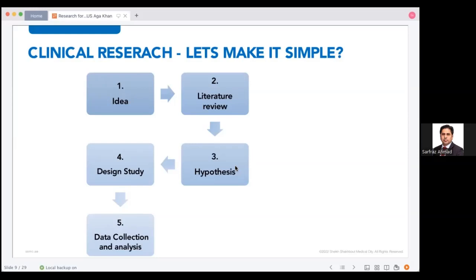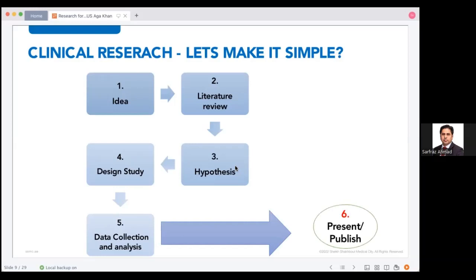The next step, step number 4, is that you will put your hypothesis to a study design. Once the study is started, you will collect the data and analyze the data. And ultimately, once your study is completed, your aim should be to present your data at a scientific meeting and also publish after writing up your study results. So this is the cycle of your research in clinical practice. Now I will talk about each step in the next few slides. The first step is the idea.